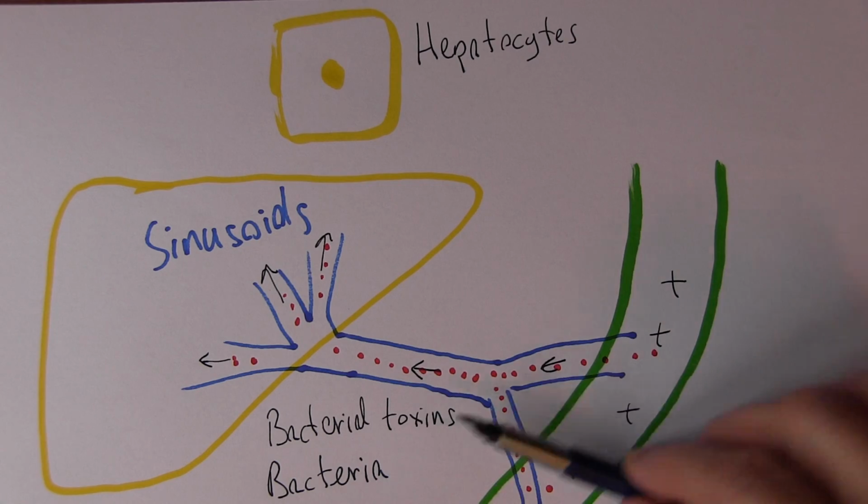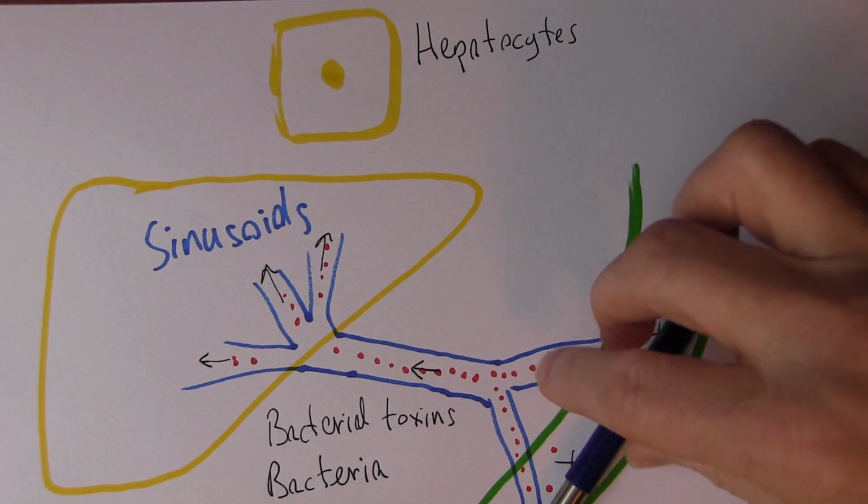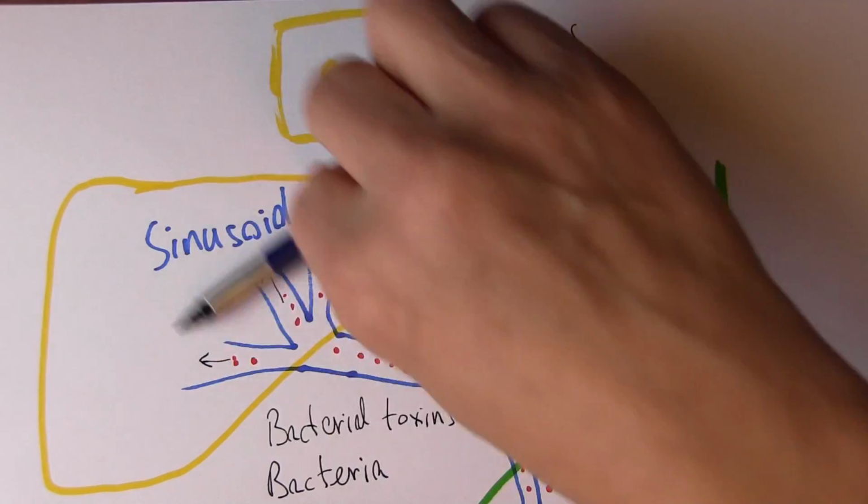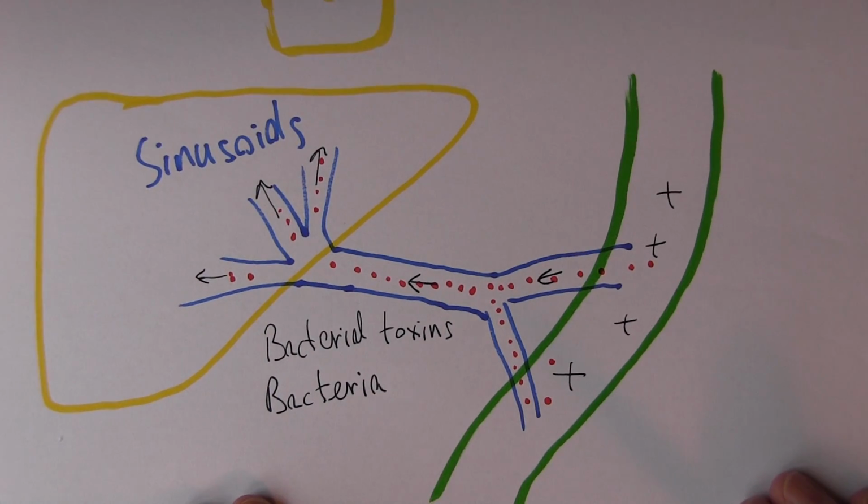So actually, if we didn't have this arrangement of the hepatic portal vein draining blood from the gut directly to the liver, we'd all be sick all of the time. We'd feel sick all of the time.